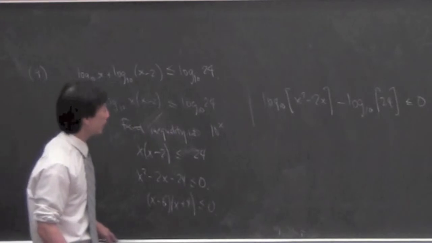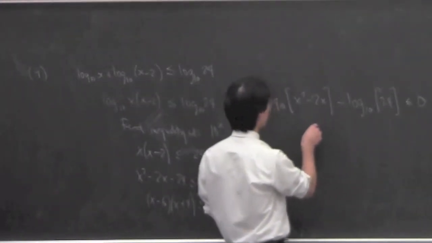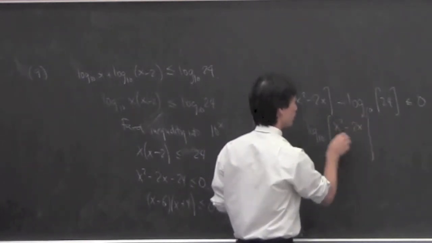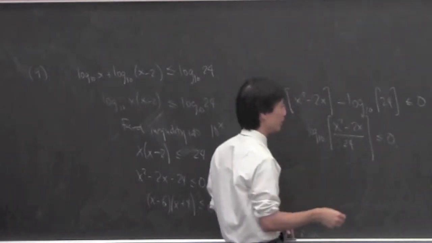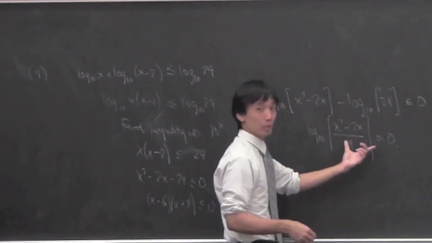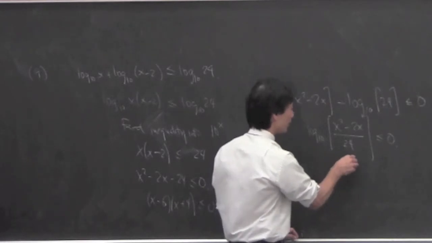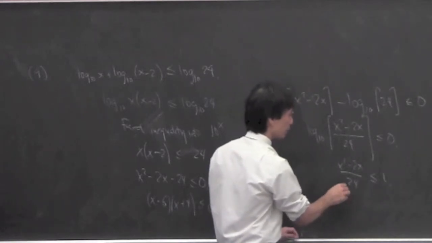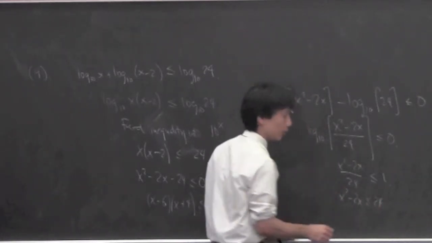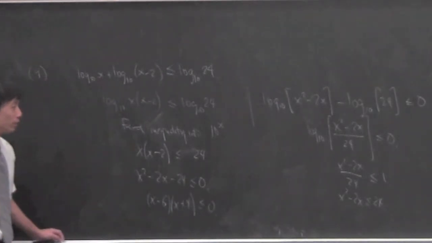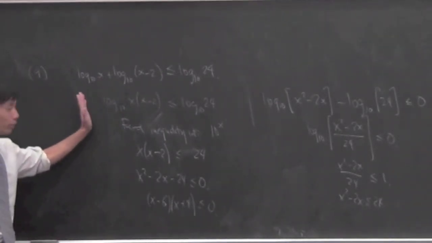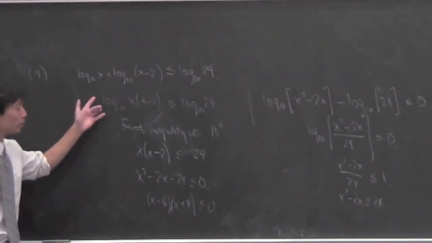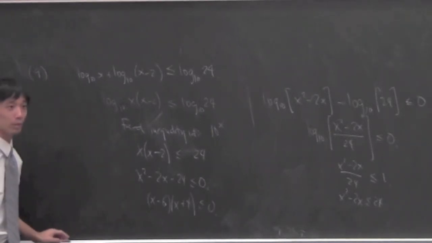Or is that wrong? No, that's fine. So you get log base 10 of (x squared minus 2x) divided by 24 is equal to 0, right? And then you feed both sides into the 10 to the x function. You get (x squared minus 2x) over 24 is less than or equal to 10 to the 0, which is 1. It's perfectly fine to do that. You ended up in the same place. As long as you do correct things and are heading in the right direction, you'll have those.